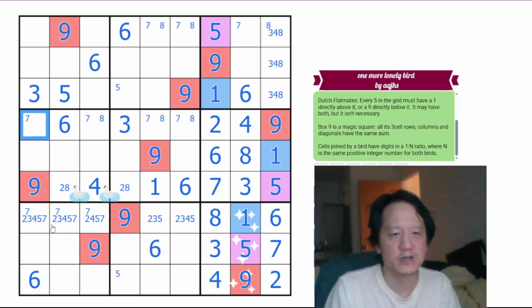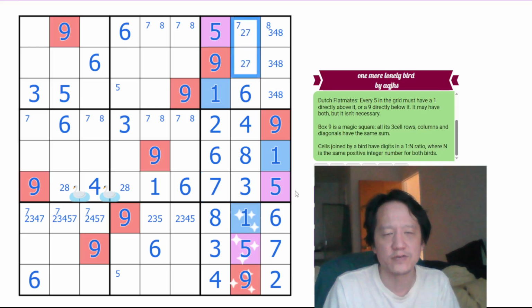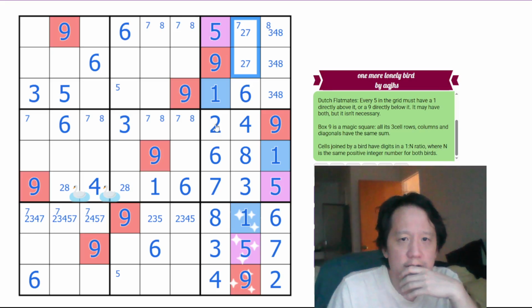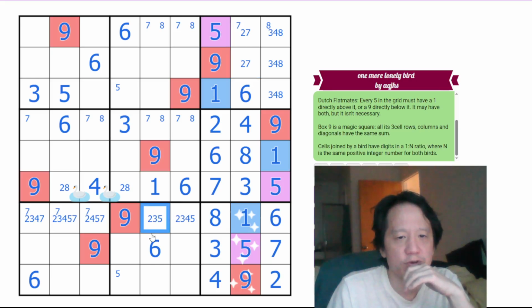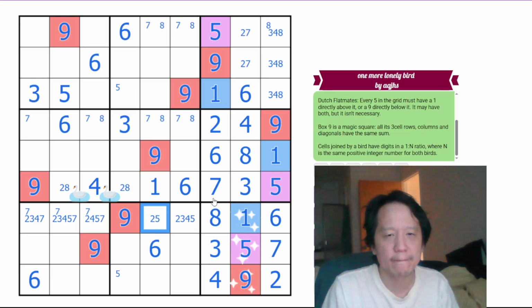No. 7 could be box 4. 7 cannot be here in box 5. So this can't be 5. Or 6. Well, this remaining digits are 2 and 7. This cannot be 3. If this were 3, 8 would have to be in the upper central position. That's not possible, so this can't be 3.